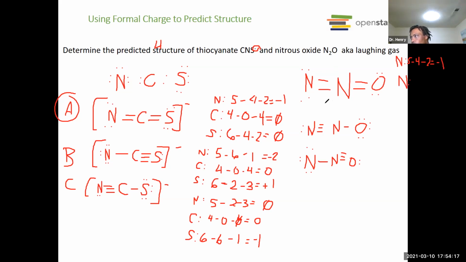And then we have the nitrogen in the middle. So then that's 5 minus 0 minus 4, which equals +1. And then we have the oxygen here, which is 6 minus 4 minus 2, which equals 0.